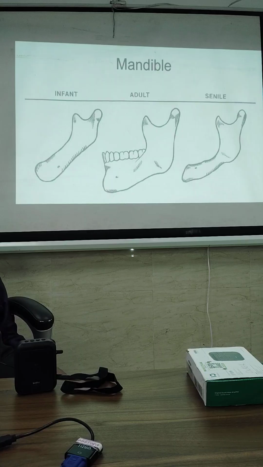This has a clinical application: when you are putting braces on the teeth in an adult, care has to be taken not to damage the mental nerve, which is now quite superficial.